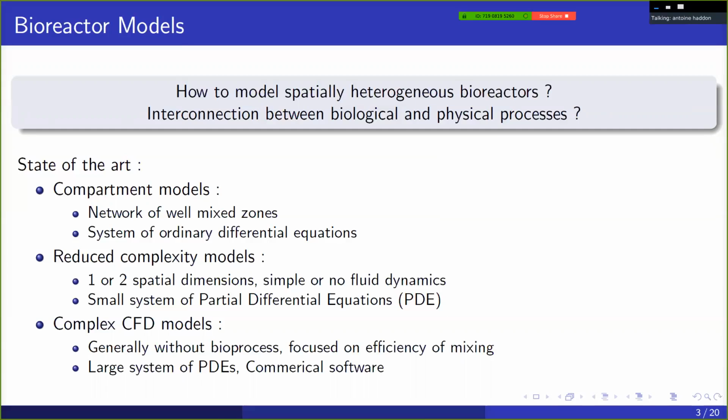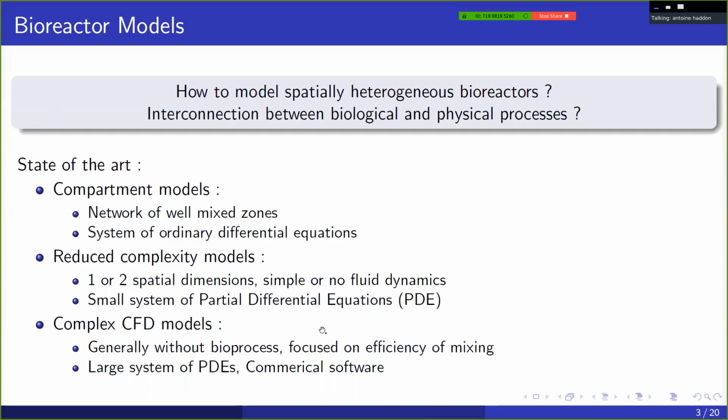Then you have some models that you could consider reduced complexity models. Generally they only consider one or two spatial dimensions and no real fluid dynamics, or simple fluid dynamics. And then you have a jump towards very complex CFD models. And it's only in recent years that people have been able to couple complex computational fluid dynamics with a biological process model.